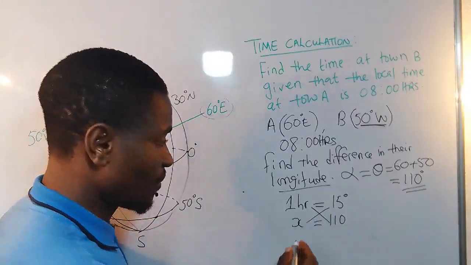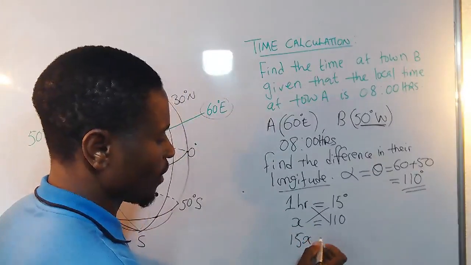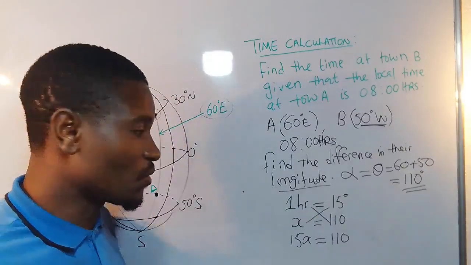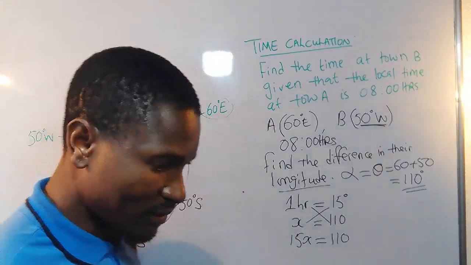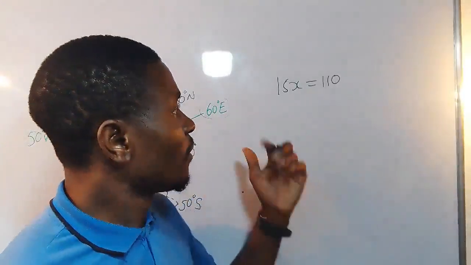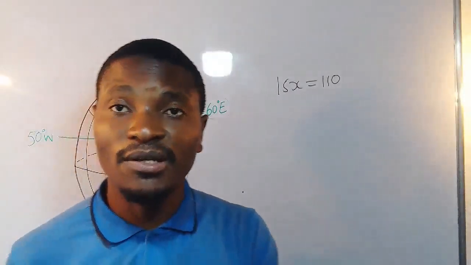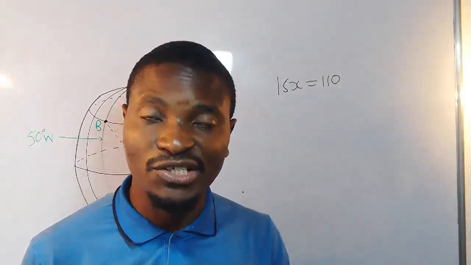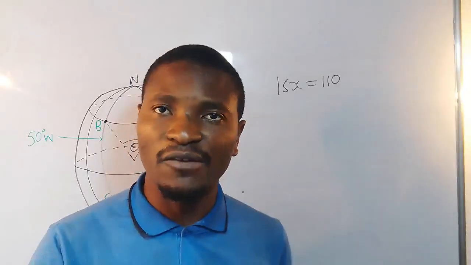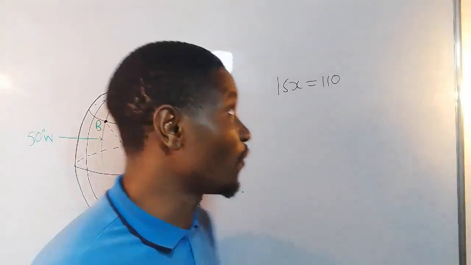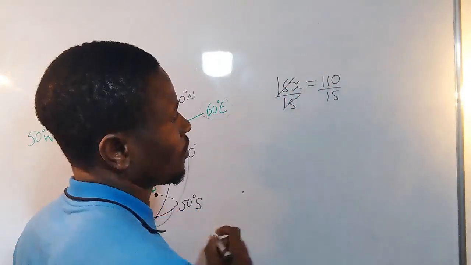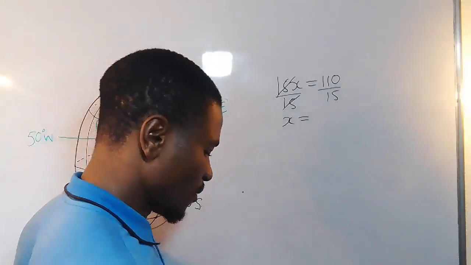So this one is going to be 15x equals 1 times 110. Then once you do that, we are going to divide. We are looking for x, so you can see that this is a simple mathematical expression. It's an equation. We are looking for the value of x, and for us to find the value of x, you divide 15 on both sides of the equation.